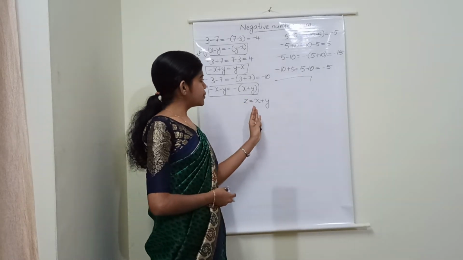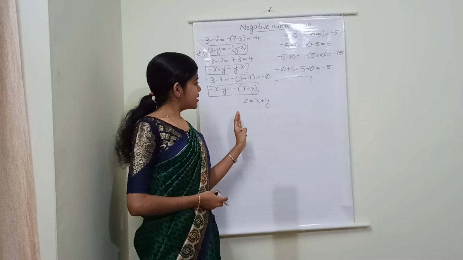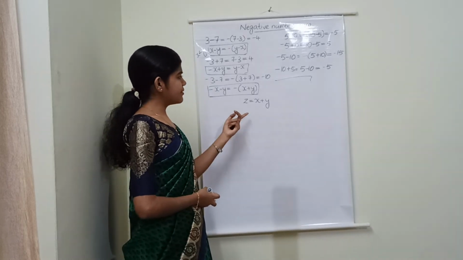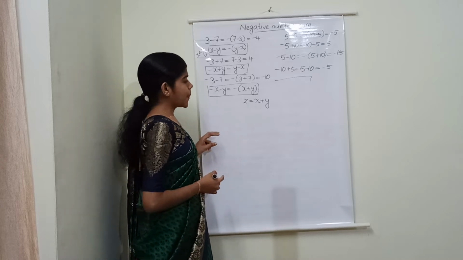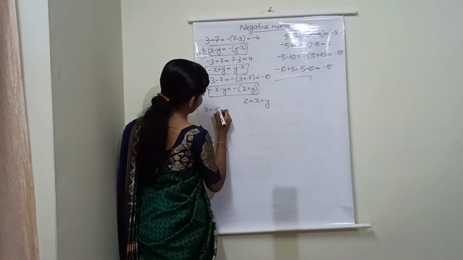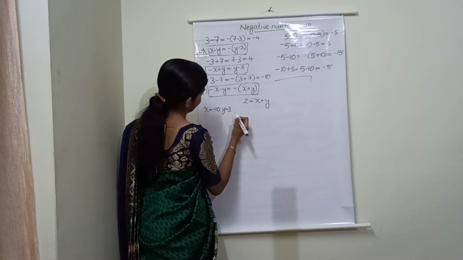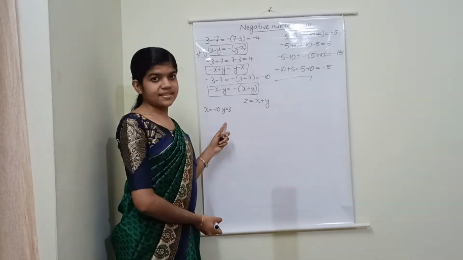We are going to take some values on x and y and find some equations. Putting some values on x and y simply. First we take x equal to minus 10 and y equal to 3. This is our first case.